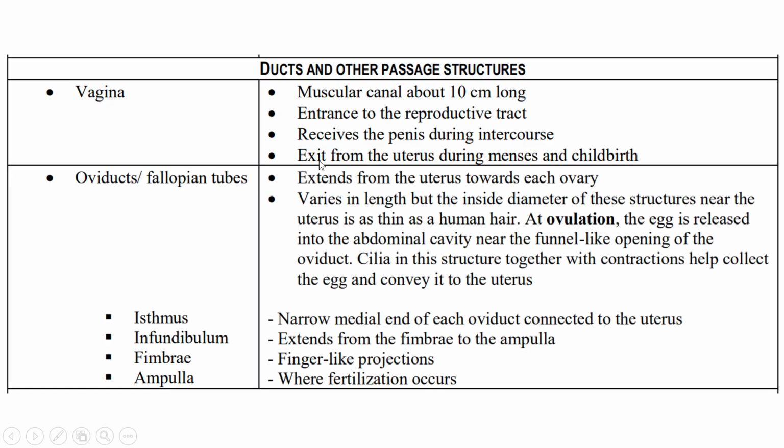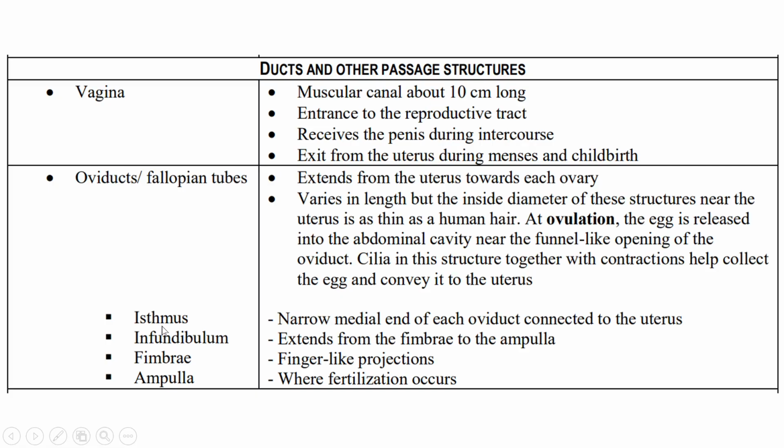Okay, the fallopian tubes would be very important for ovulation because when the egg is released, then the funnel-like opening of the oviduct will be getting the egg cell. Otherwise, ectopic pregnancy might happen wherein the egg cell might go to other places aside from the fallopian tube, outside the abdominal cavity or outside the fallopian tube, and then sperm cell might fertilize them, causing ectopic pregnancy.